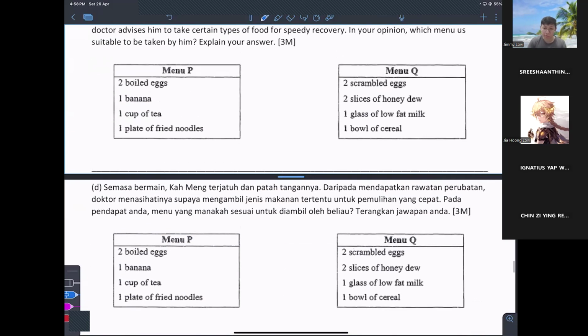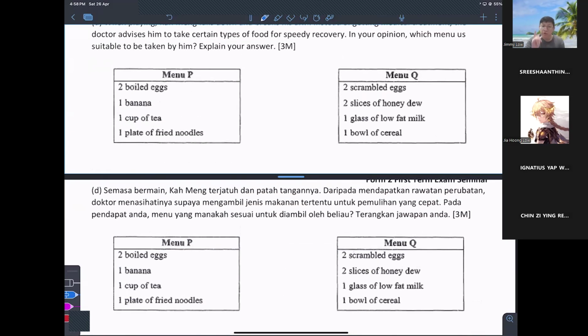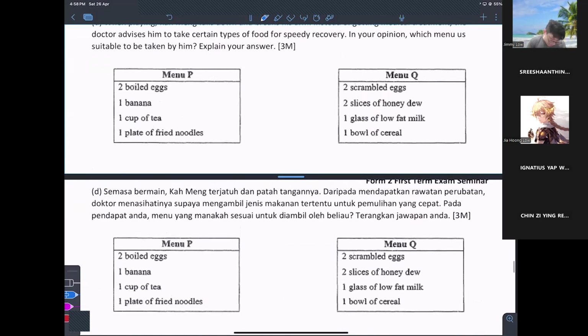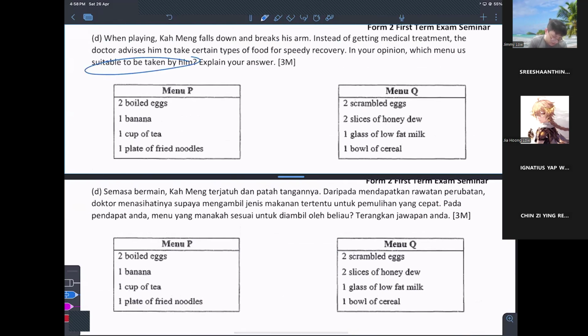Just explain when the question asks you to explain. You see how to allocate the marks. The first question is which kind of menu is more suitable? This one is 1 mark. Your explanation stands for 2 marks. For the first mark you can say, both of them have protein, okay, have fiber. You can mention something like this.